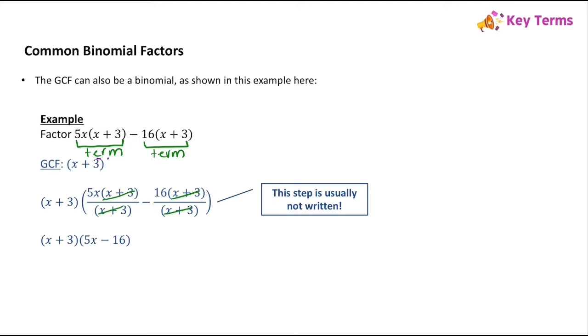So I just want to point out in these problems, this step right here where you divide it out of both terms is not usually written when we're solving these problems. So when you see me solving these, I'm not going to write this step, but just know that what I'm doing is factoring out that common binomial and then writing those terms that are on the outside.